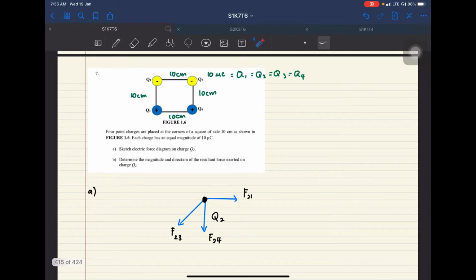Okay, so the distance here is 10 centimeter. This one is 10 centimeter. The only unknown would be this one, the distance R here. So maybe we can calculate that one first. So let's say I put this one as R23. You can see that this one is a right angle triangle. I can find the R23 using the Pythagoras theorem.